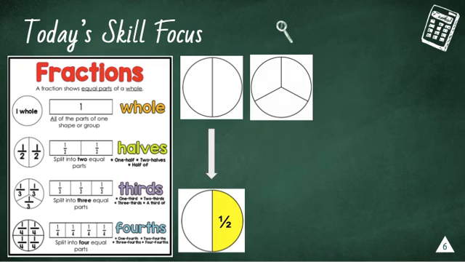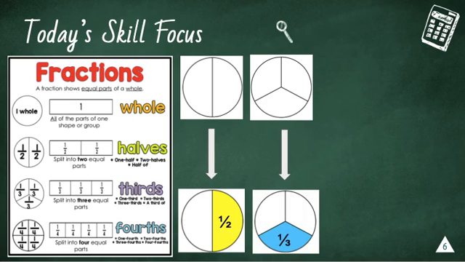Take a look at this circle. How many parts is this circle partitioned into? You got it. It's partitioned into 3 parts. And how much does this shaded part represent? It represents 1/3.